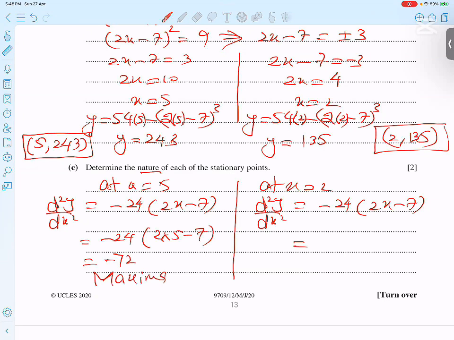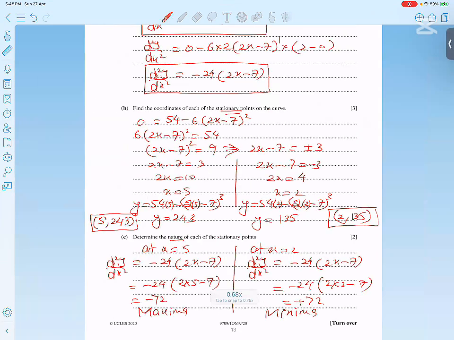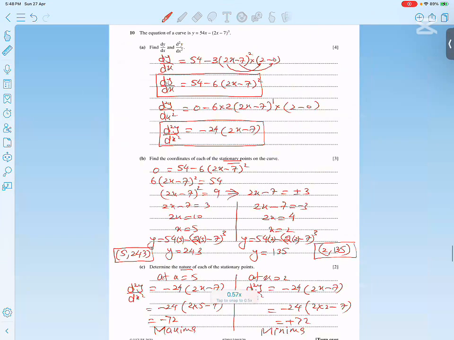And what about this? Okay, this I'm plugging in here. 2 times 2 minus 7. I got 24 into 3. I got a positive 72. Point of minima, I hope so. The concept is very clear and we've done this question.